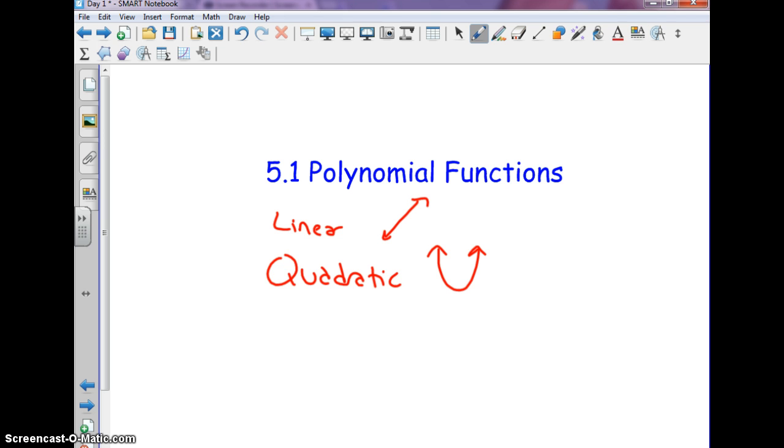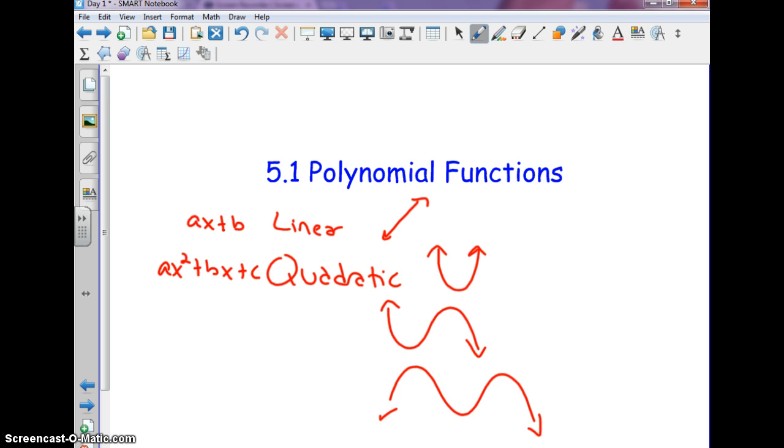And all of these are forms of polynomials, all right? Because a polynomial is just when you have several terms and you're adding them together. So for linear, we just had ax plus b. With a quadratic, we had ax squared plus bx plus c. So now we're going to add on a few more, and you're going to wind up having more curves. Every time that you add another term on, you're going to wind up adding in another curve to your function.